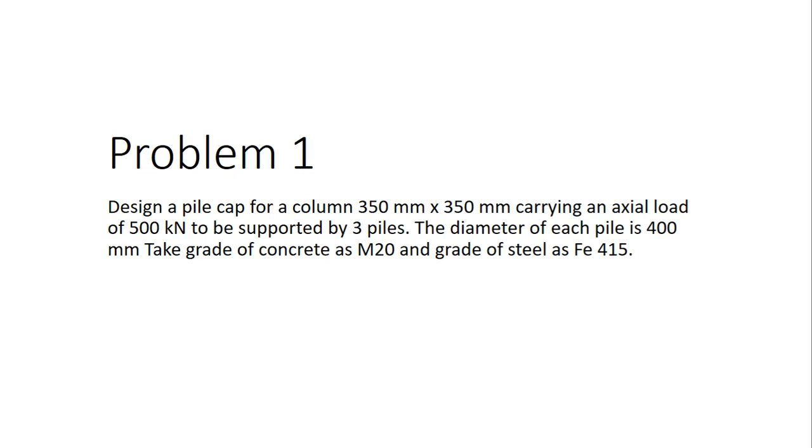So the question says that there is a column of size 350 by 350 millimeter carrying an axial load of 500 kilonewton, and this column is supported by three piles. The diameter of each pile is 400 millimeters. The grade of concrete is M20 and the grade of steel is Fe415.